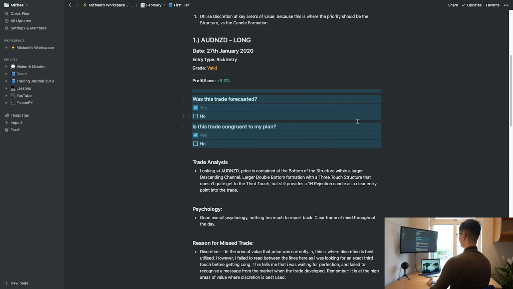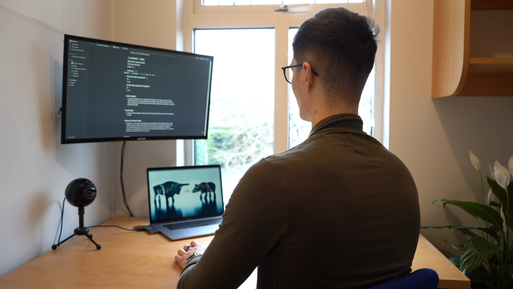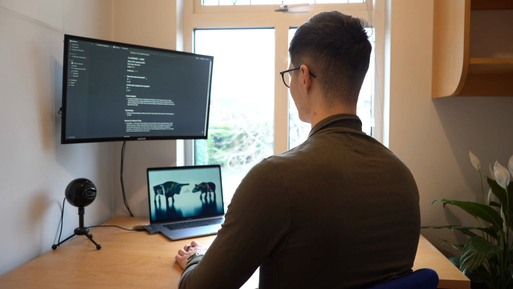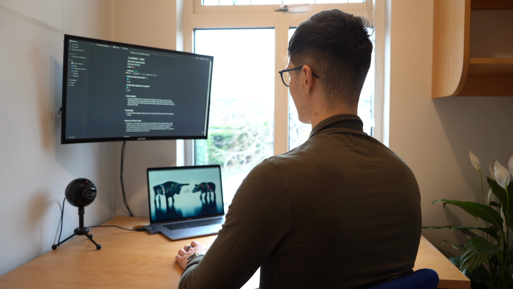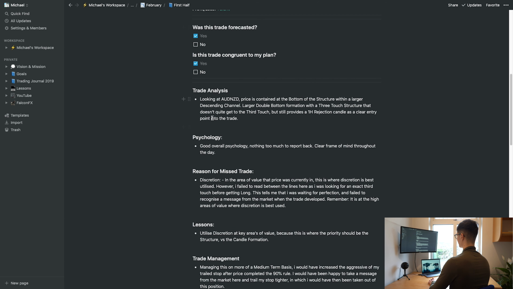Was this trade forecasted? Now this is the key part of this section here. The reason why this is important: let's say for example it wasn't forecasted, then I know that I need to get better with my forecasting. With this situation, because I've ticked the yes box, I've already forecast this trade. So now my mind's going, was there a problem with my entry? Why didn't I get involved in the trade if I forecasted it? So you start to ask those quality questions. Is this trade congruent to my trading plan? As you can see, yes it was. If it wasn't, then there would be no reason for me to document this trade in the first place.